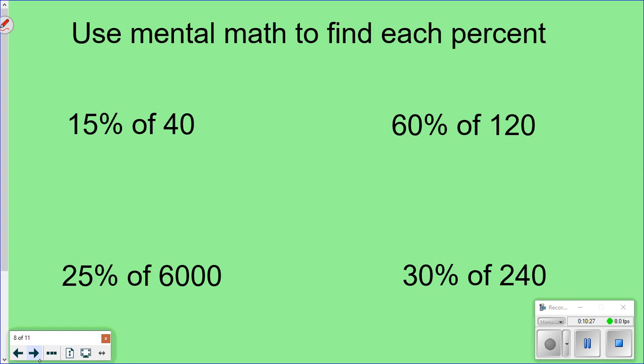The first thing I would do is I'd probably break things down to 10% or 50%. There's a lot of different ways you could do it. So go ahead and pause and try to figure some of these out yourself.